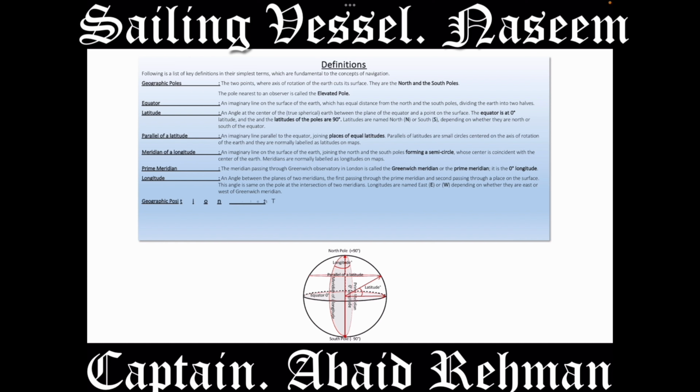So the latitude and longitude of a place is the geographic position of that place. For heavenly bodies, sun, moon, planets and stars, and artificial satellites, it's the position where the body or satellite will be directly overhead.